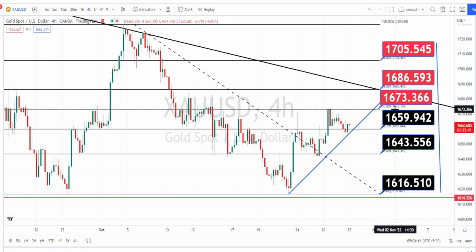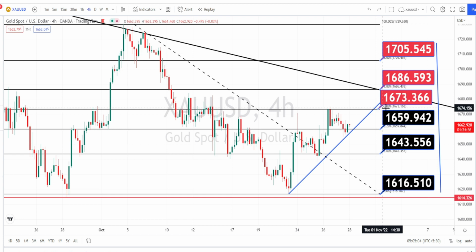Currently the price action is trading between the resistance level of 1673 and 1660. Wait for the price action to break this support level of 1660 if you want to take trades on the bearish side. Next level of support is going to be around 1643 and 1616. And only when the price action breaks this support level we can expect a further continuation of the bearish trend.